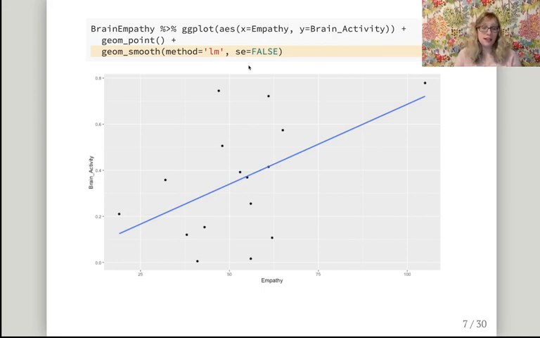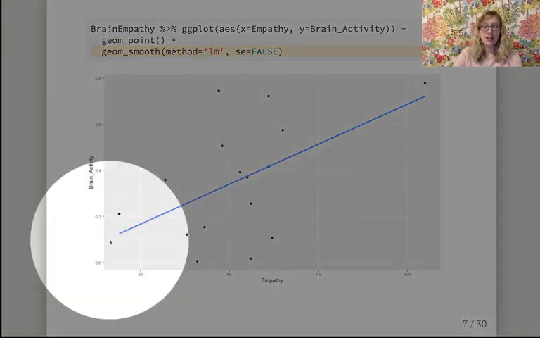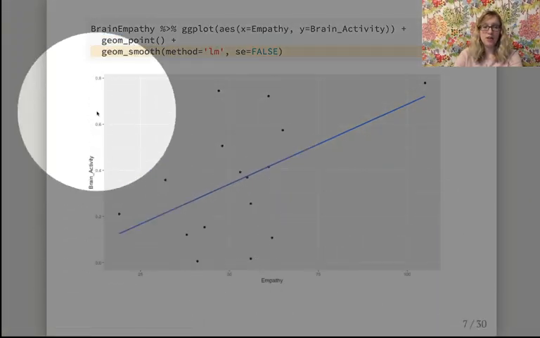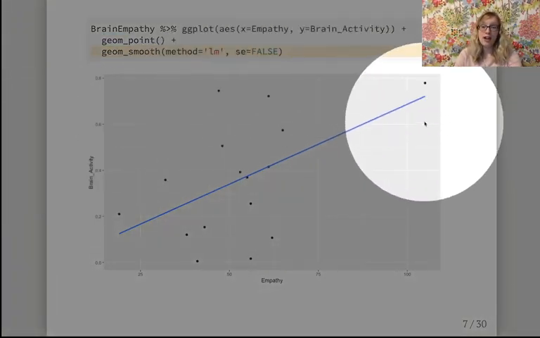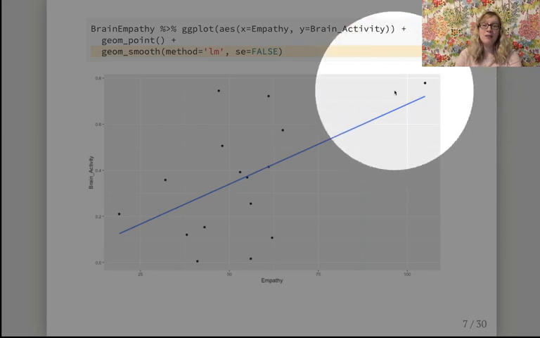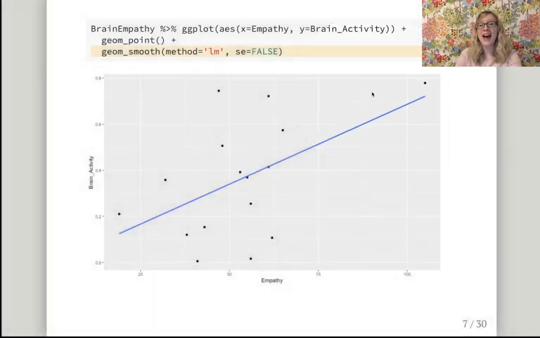So here it is. In general, as empathy scores on the x-axis are increasing, so is brain activity. One thing to be cautious about with this data, however, is that we have an outlier, someone with a much higher empathy score, or a much higher x, than the rest of the observations. So this outlier may be of concern later on.